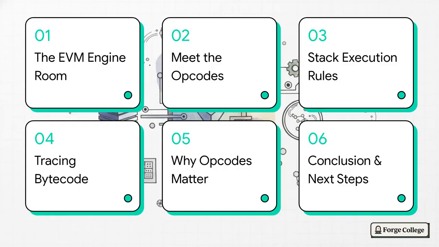So here's our engineering blueprint for today. First, the EVM engine room. Two, meet the opcodes. Three, stack-based execution rules. Four, tracing bytecode in action. Five, why opcodes actually matter. And six, our conclusion and next steps.